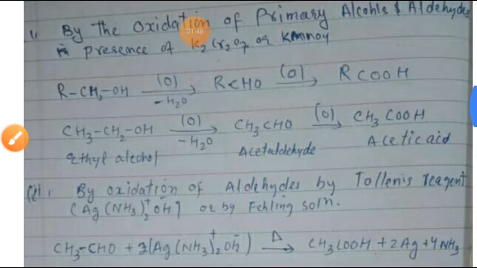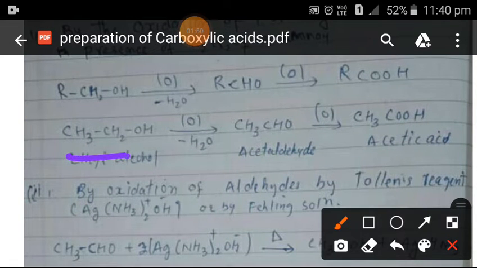Now you may take the example here. It is ethyl alcohol. It results in the formation of acetaldehyde, which further gets oxidized into acetic acid. So here the reaction does not stop. It further undergoes oxidation, resulting in the formation of acetic acid.